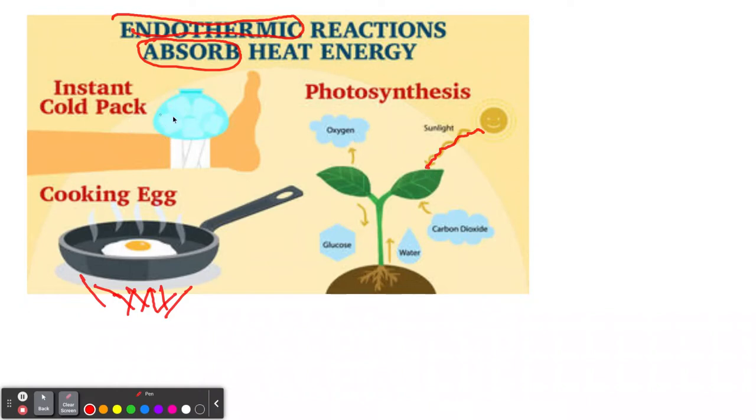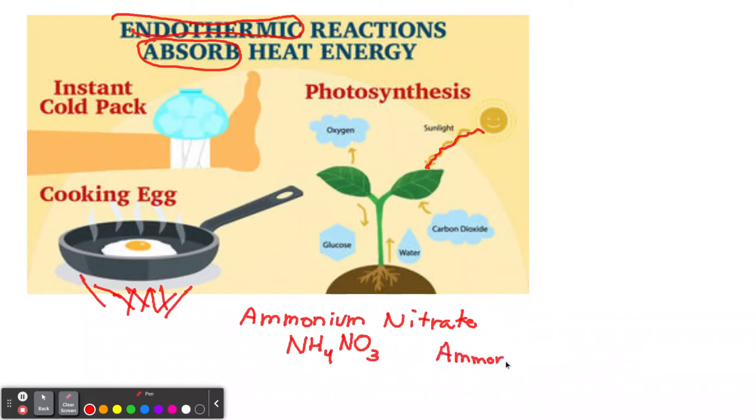And a cold pack, well, usually cold packs have ammonium nitrate. I'll write it over here, ammonium nitrate. And what that will do is when you break an ice pack, the ammonium nitrate will absorb heat. By the way, this is ammonium nitrate. It has nitrogen, 4 hydrogen, another nitrogen with 3 oxygens. That's ammonium nitrate. They also use ammonium chloride. You can also see it as ammonium chloride.